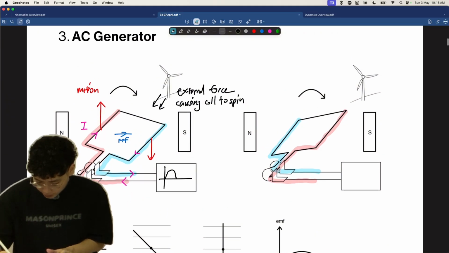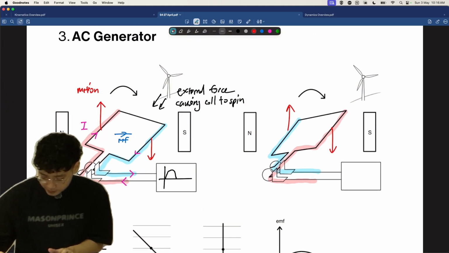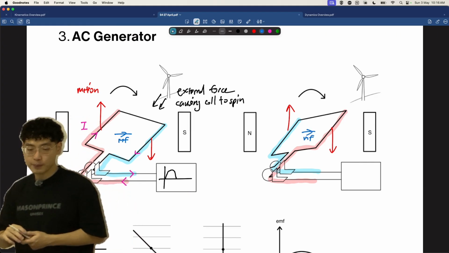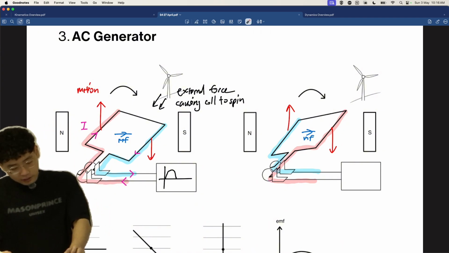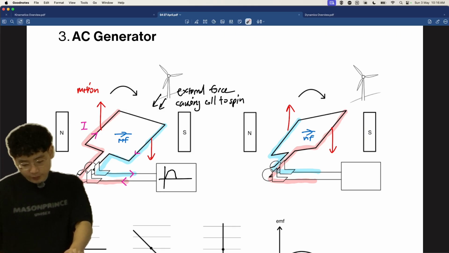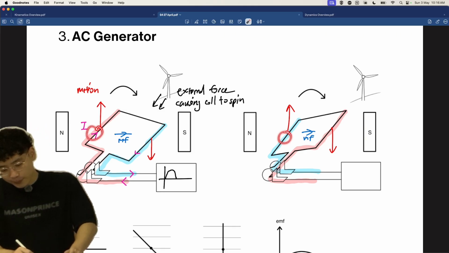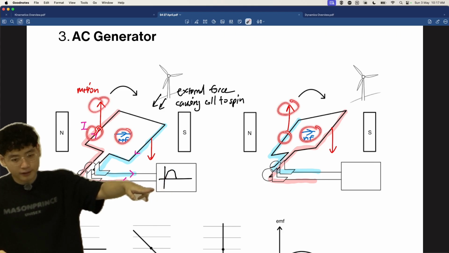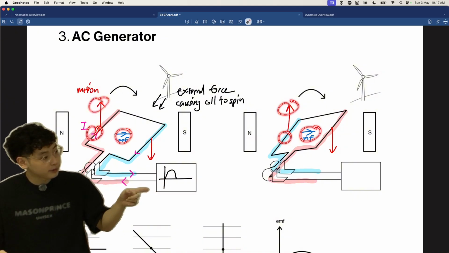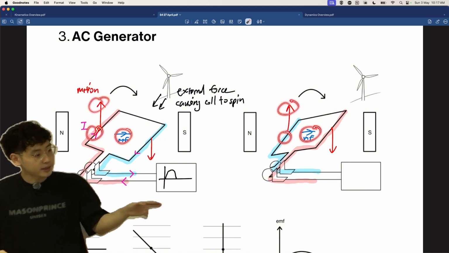Right, that's the output of the AC generator. Half a turn later, what's going to happen? The left side is going up, the right side is going down, and the magnetic field is to the right. Always draw the directions first before you apply your Fleming's right-hand rule. Then, Louis, over here, do you think the current will flow the same way or the opposite way? The motion is the same and the magnetic field is the same, so the current is still going to flow the same way.